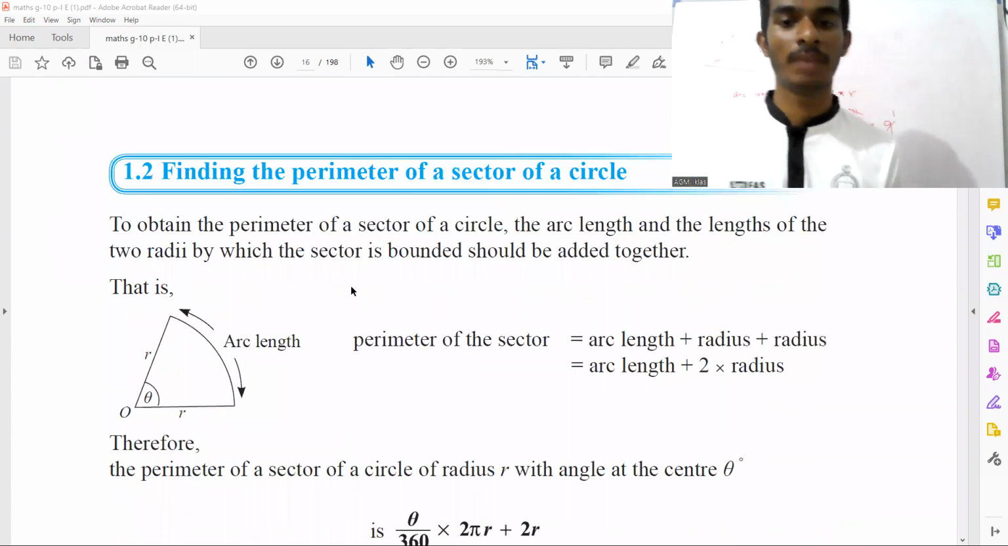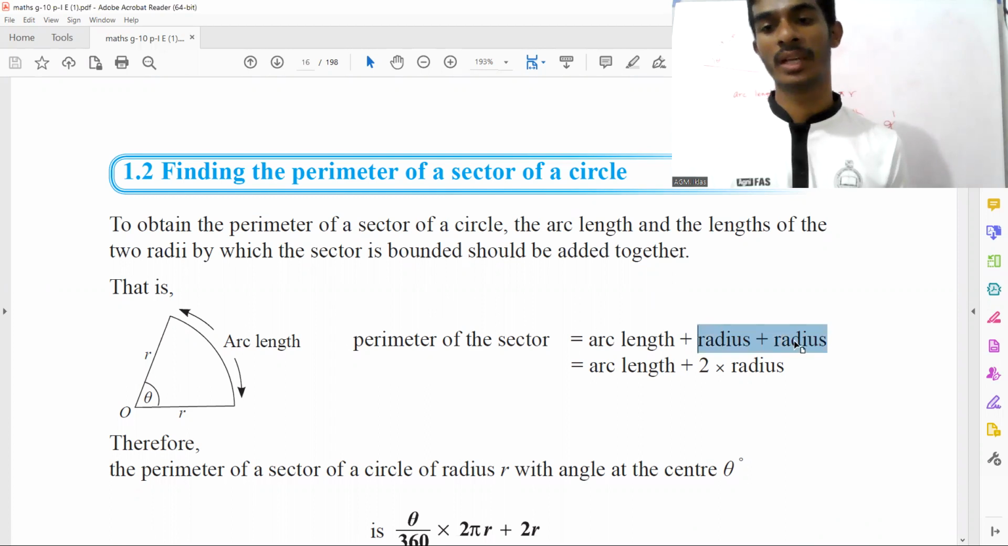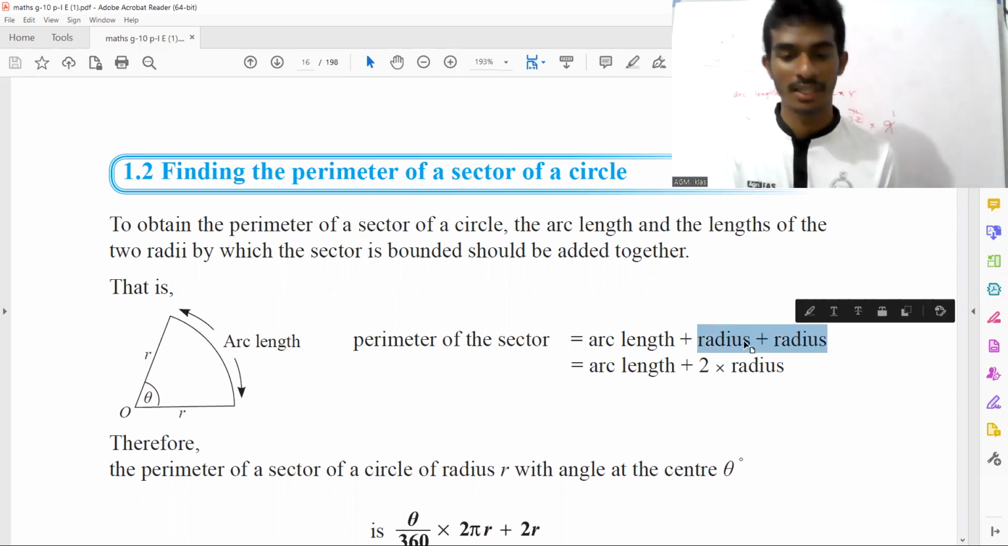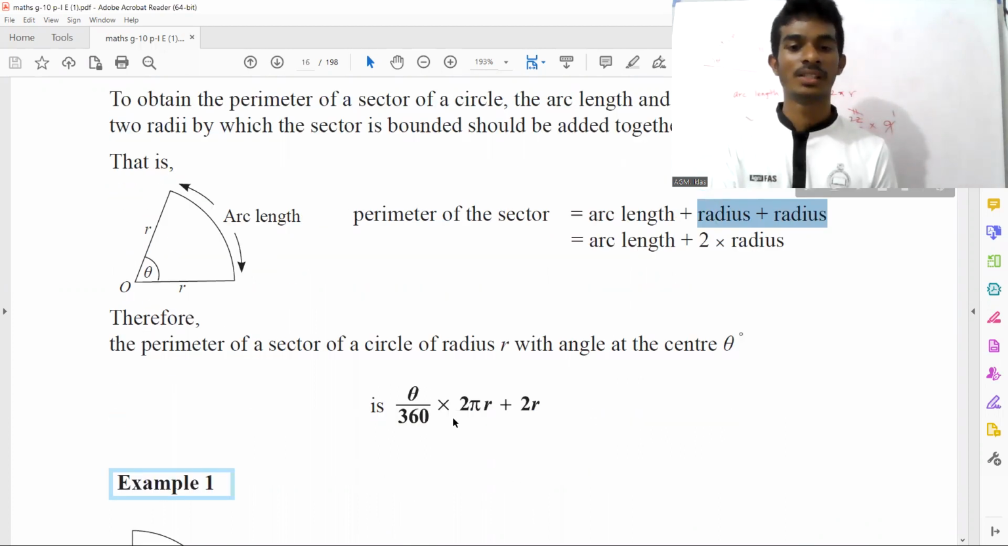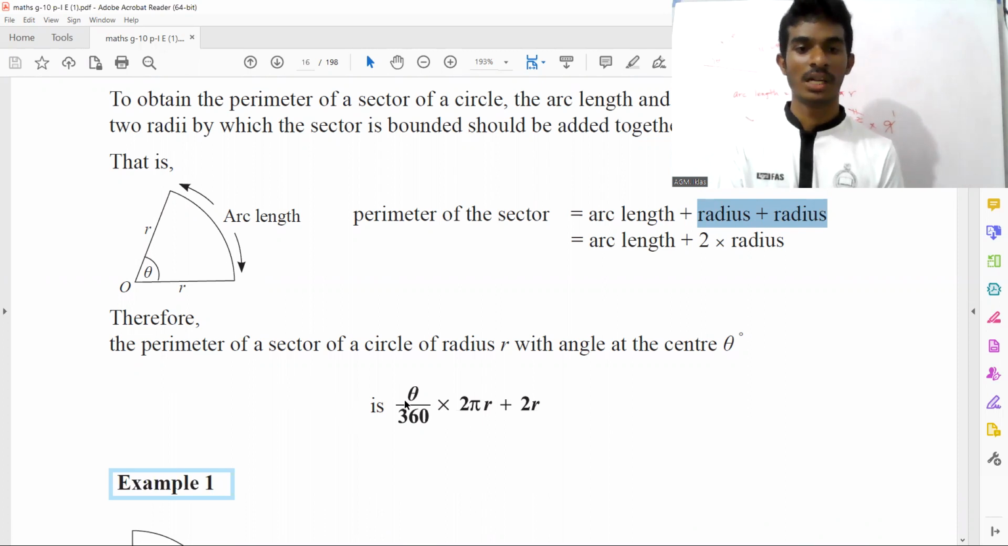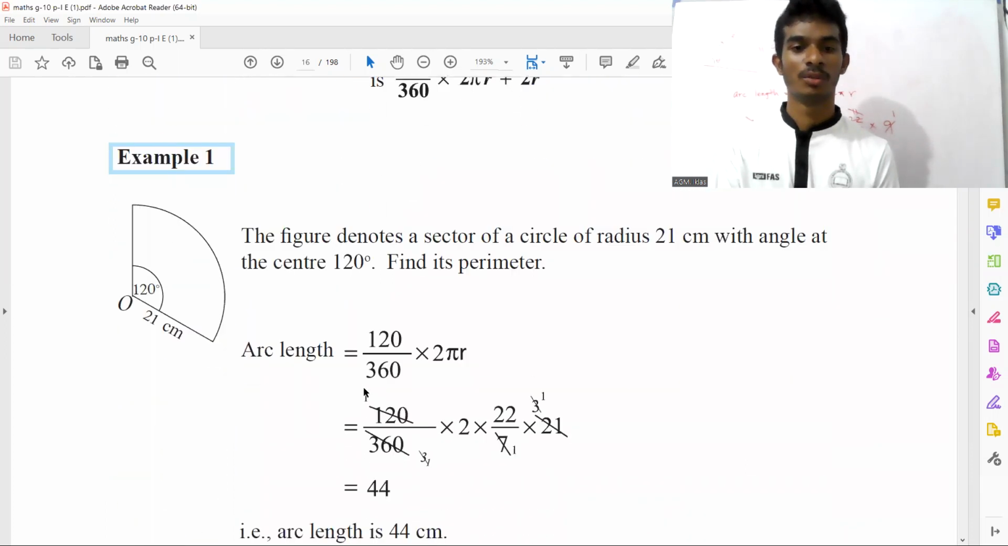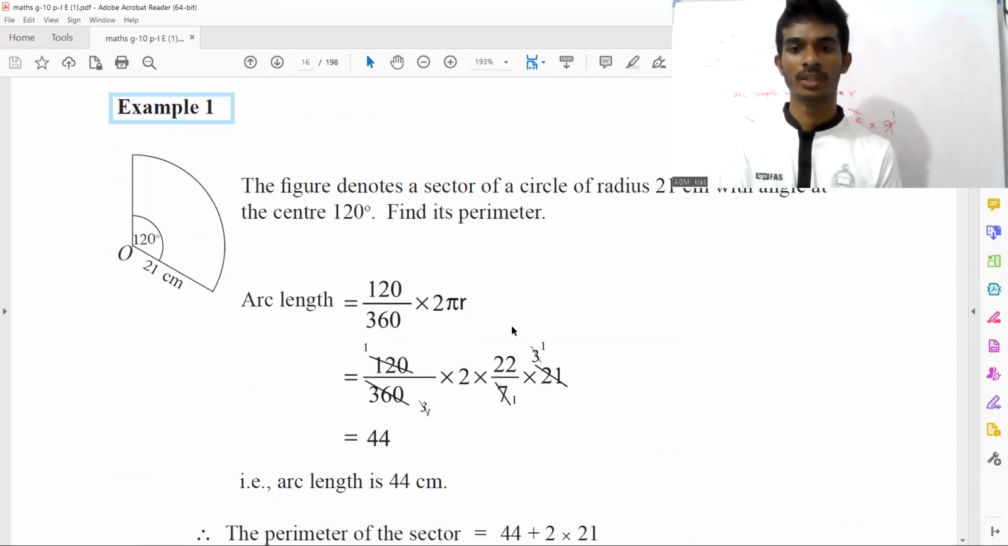Moving to the right, again finding the perimeter of a sector. I already explained this. When we need to find the perimeter of a sector, we have to add the two radii. Radius plus radius. So the perimeter of a sector is theta by 360 into 2 pi r plus 2r. That's all. So going to the first question.